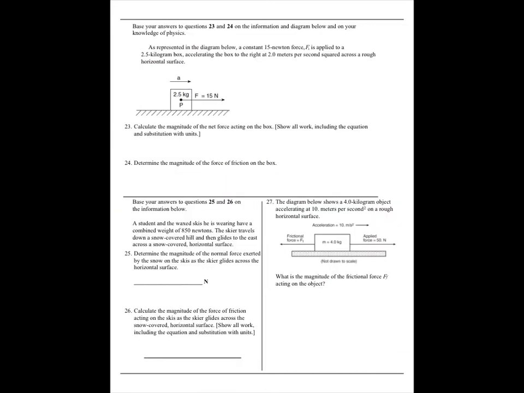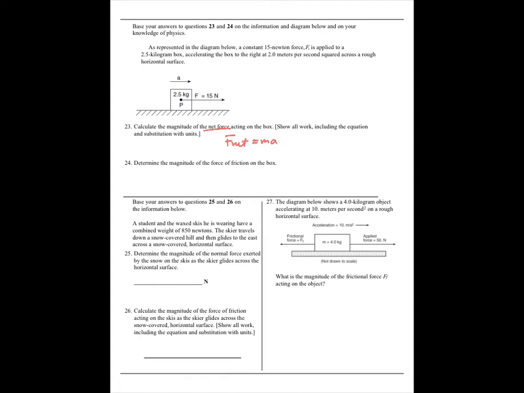Alright, now number 23 and 24 are follow-up questions, so you need to answer 23 correctly to get 24 correct as well. But you're still allowed partial credit if you carry over wrong answers but follow the correct procedure, because at least that shows that you know what you're supposed to be doing. Okay, number 23, calculate the magnitude of the net force acting on the box. So net force, F net, equals mass times acceleration.